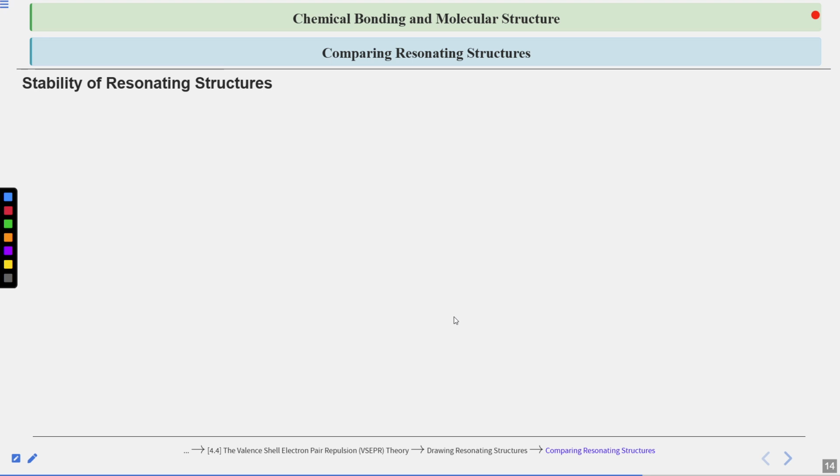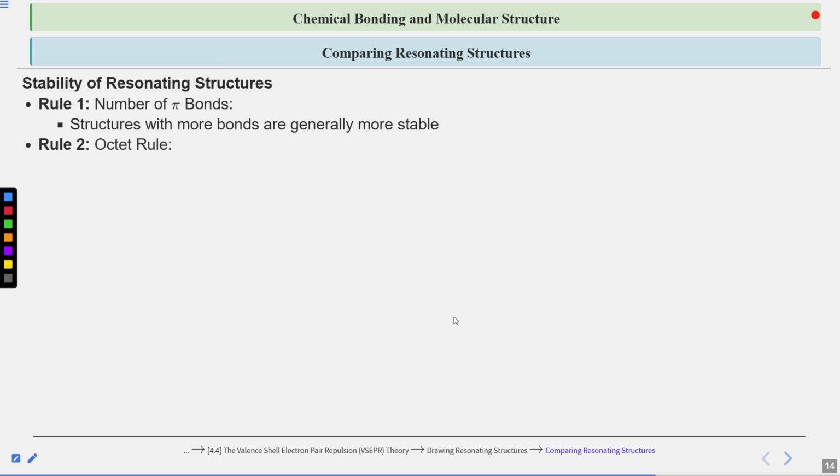Okay, so let us look at an illustration that clarifies our first rule. As I said, the first rule is determining the number of pi bonds. So if I have two structures and one has the greater number of pi bonds or double bonds, then that structure would be more stable. And the second rule is the octet rule, which says that all the species present within the structure should have a complete octet, and that would be more stable.